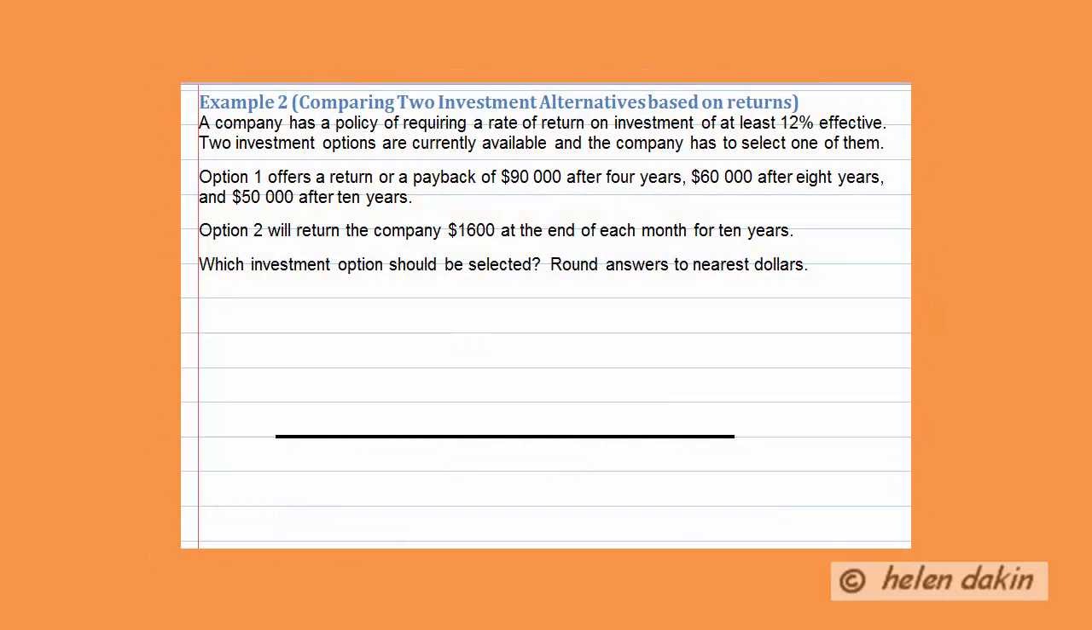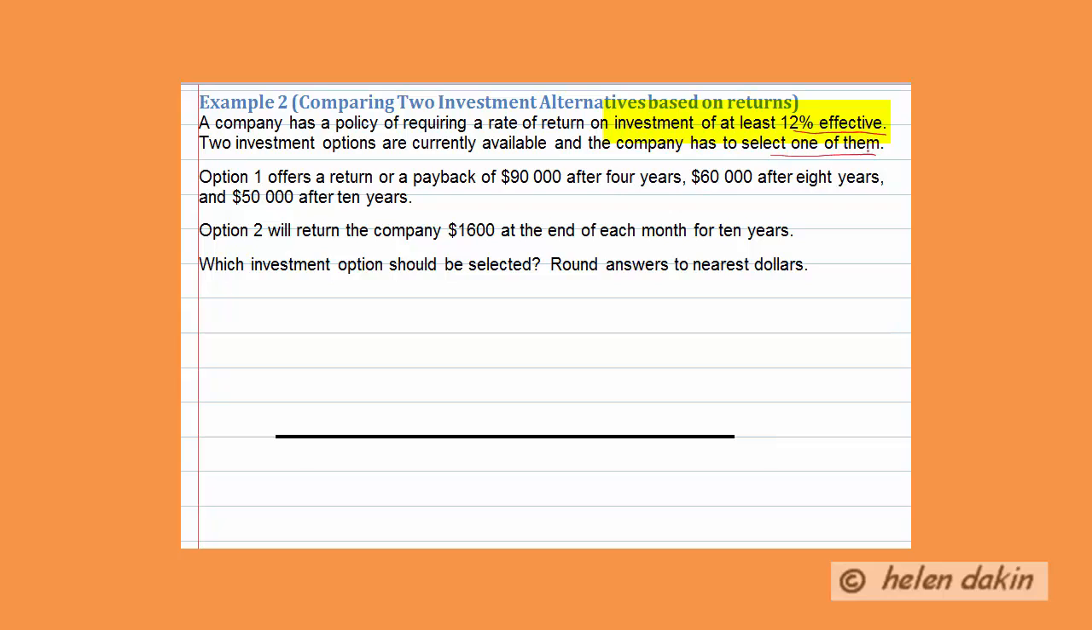Let's do another example. Example 2. A company has a policy of requiring a rate of return on an investment of at least 12% effective. Well, we know that 12% effective means 12% compounded annually. So let's make a note of that. Two investment options are currently available, and the company has to select one of them.